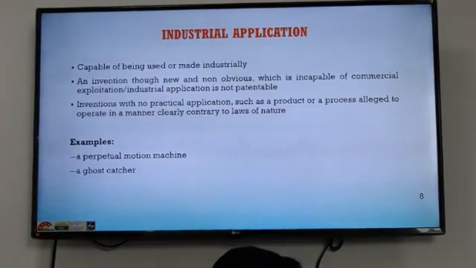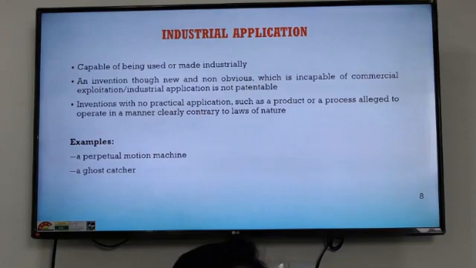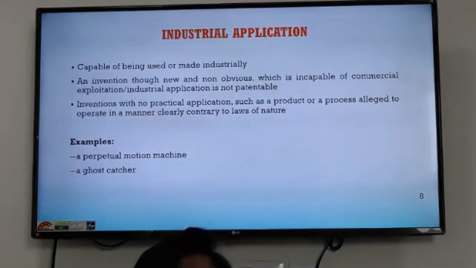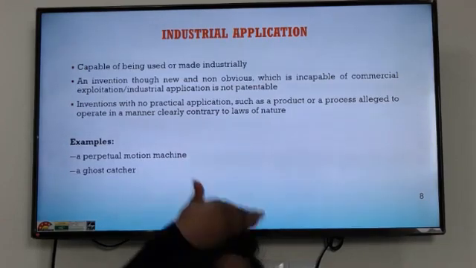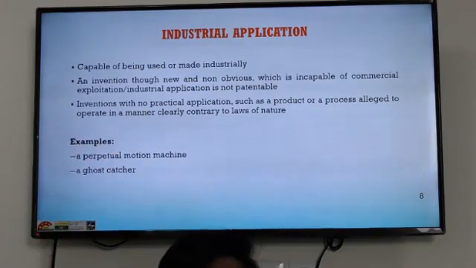Now let's look at the third test, which is industrial application. This simply means that whatever you are coming up with has to have the ability to be used or made industrially. Now, industrial here, you must understand, does not mean that something which involves, for example, the use of handloom is not going to be permitted. The question is not industry as in the sense of a factory or an industry, but it should be something that is capable of large-scale reproduction, something that is capable of being replicated and sold as a product in the market, right?